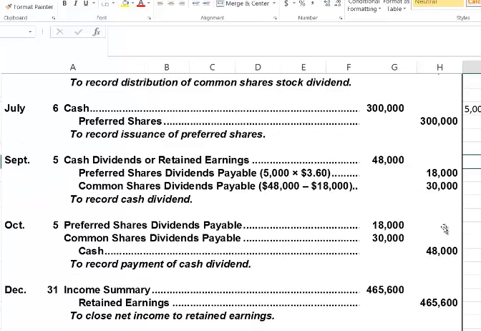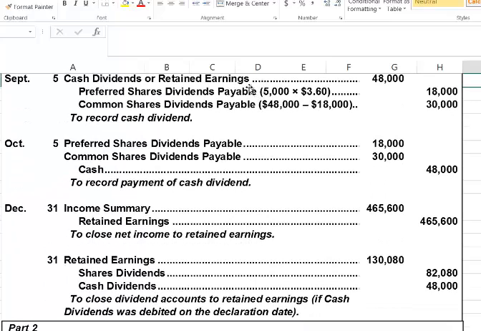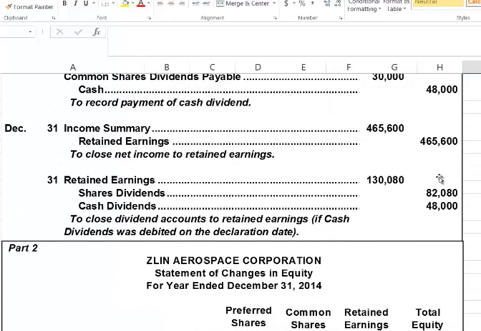Now on October the 5th, that's when we're paying out the dividends, so we're going to reduce the liability accounts and credit cash for 48,000. The other thing we realize now is at the end of the year, they told us on December the 31st that the income summary account was closed and it had a credit balance of $465,600. So when the income summary has a credit balance, what does that mean? It means you made profit. So we're going to debit it to close out the income summary and credit or increase retained earnings to record income or profit for $465,600.